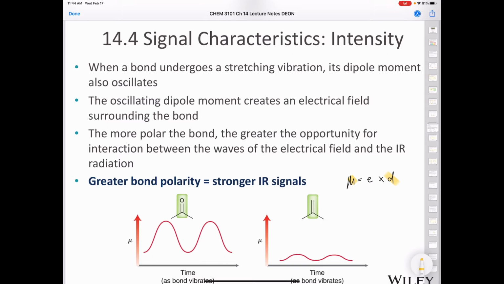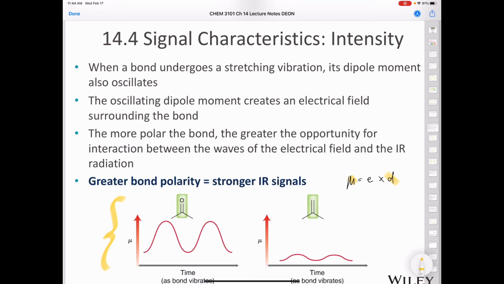A plot of dipole moment as a function of time shows an oscillating dipole moment, as is shown in both of these graphs here. The dipole moment is an electric field surrounding the bond. So as the dipole moment oscillates, the bond is essentially surrounded by an oscillating electric field, which serves as an antenna, so to speak, for absorbing infrared radiation.